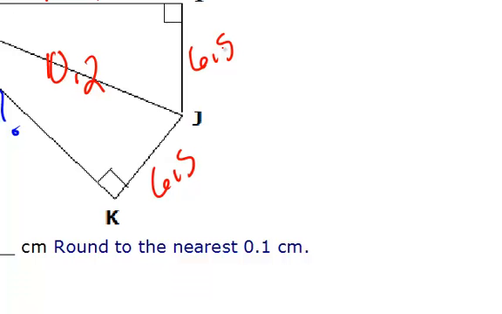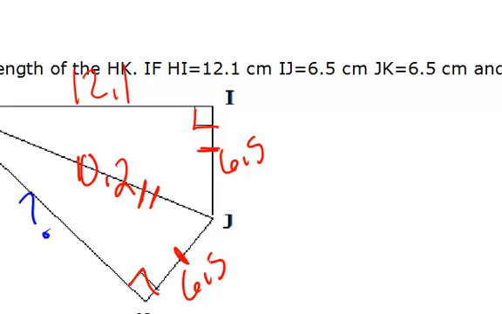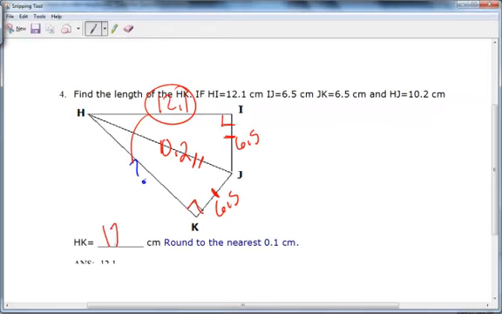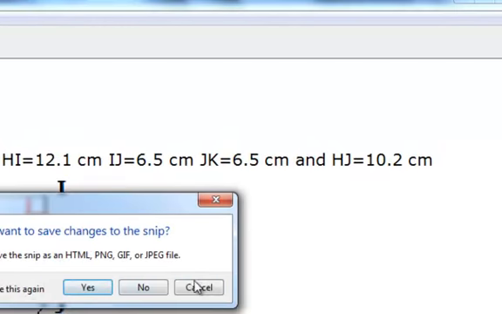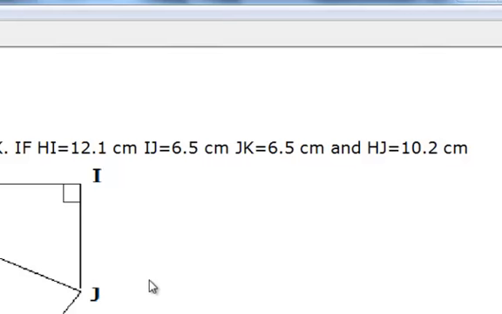If you notice, these two triangles are not only similar, they are congruent because these two sides match. This side, of course, will match with itself. These are right angles. So we must have two congruent triangles. And so this side and this side must match. So it must be 12.1 centimeters. So this is lesson 3.4.A.